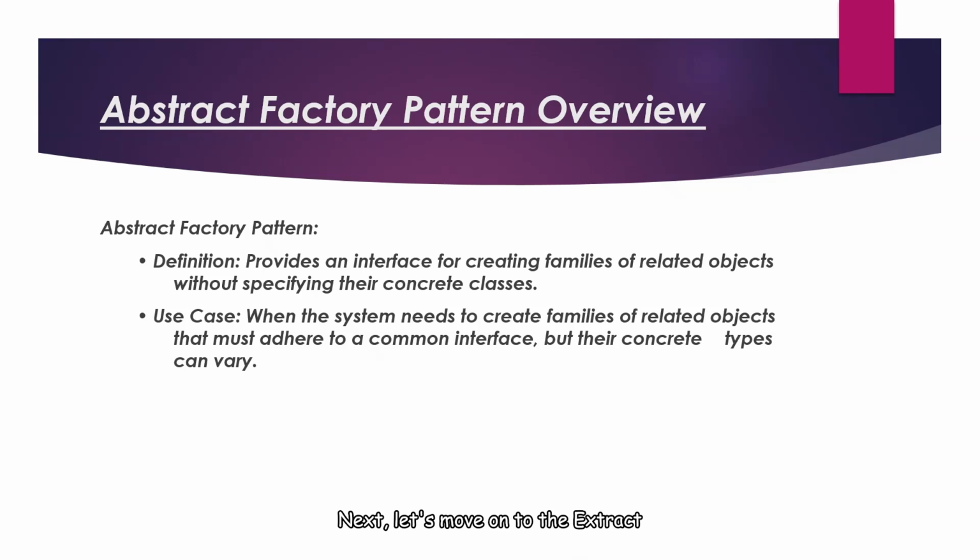Next, let's move on to the abstract factory pattern. This pattern is used when we need to create families of related objects. These objects share a common interface, but their concrete implementations may vary. The abstract factory pattern helps to ensure that related objects are created together and are compatible with each other. For example, in a GUI system, we might need to create platform-specific components like buttons and checkboxes.